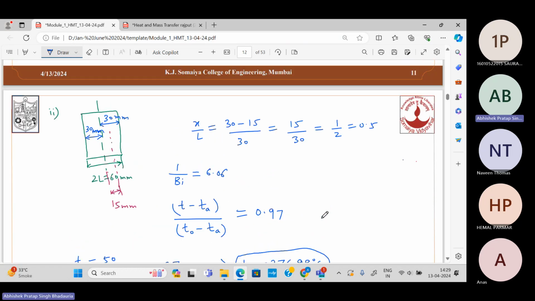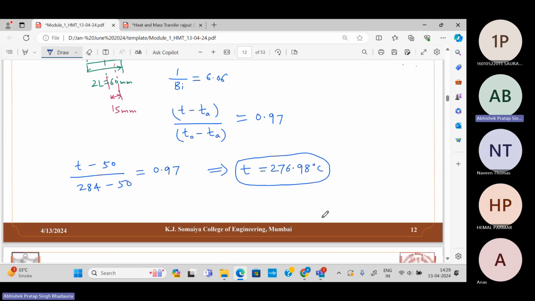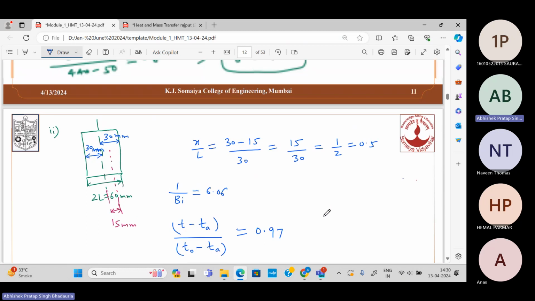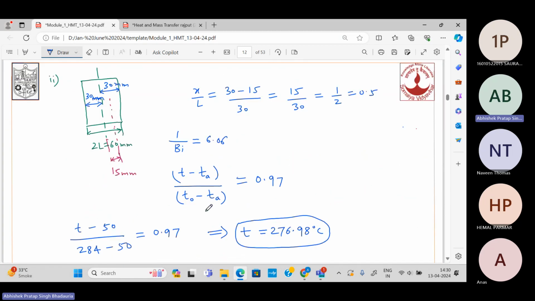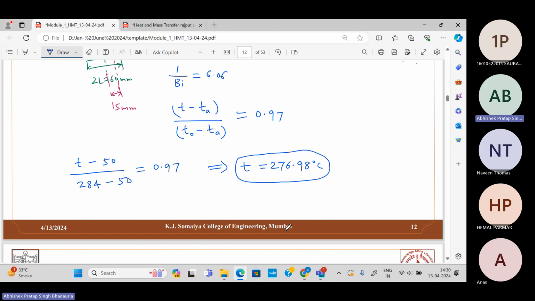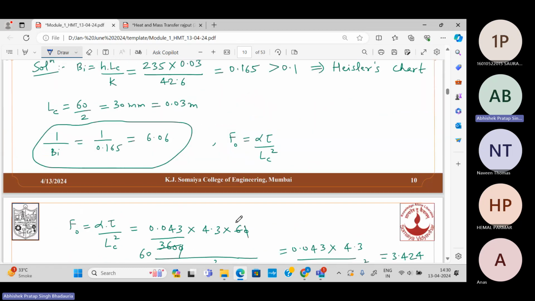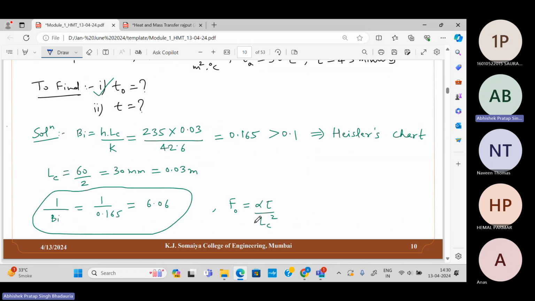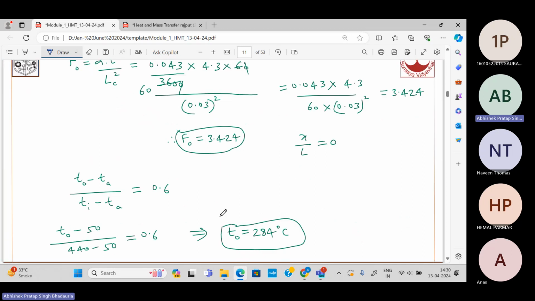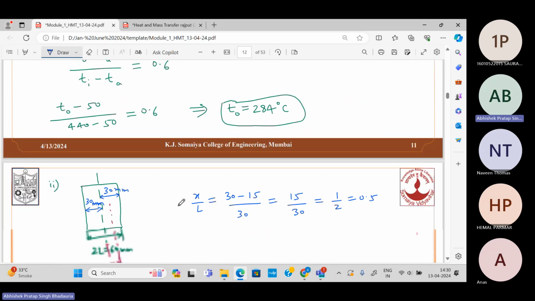Clear? Suppose in a particular problem it is not asked to find the center line temperature. What will you do? You can directly solve the problem. How? You can just use the Heisler chart. From that you can find the expression t naught minus ta divided by ti minus ta. Let's write this.